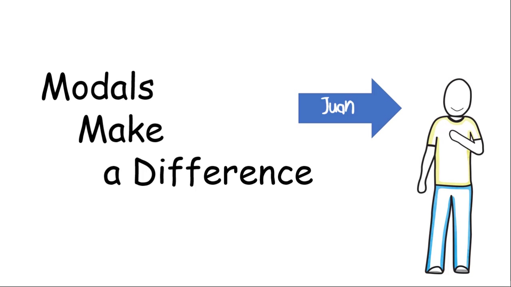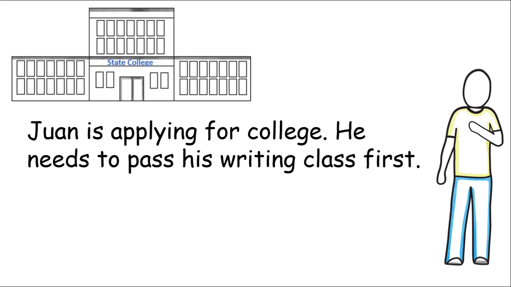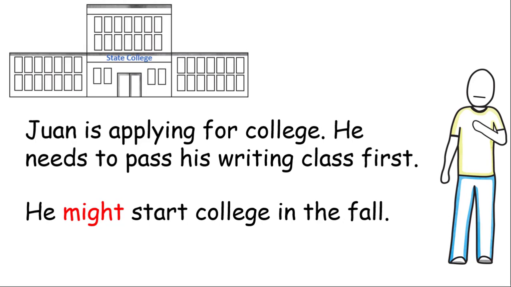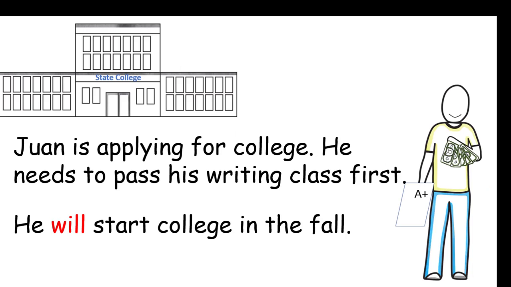This is Juan. Juan is applying for college, but he needs to pass his writing class first. He couldn't start in the summer because his writing in English wasn't good enough. He might start in the fall if he passes writing and has enough money saved. He'll start in the fall. He's doing well in class and he has saved enough money.